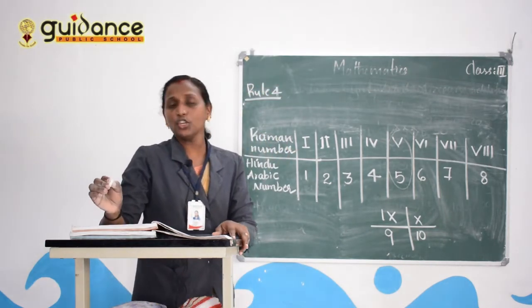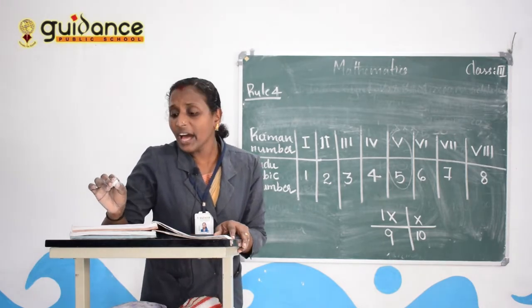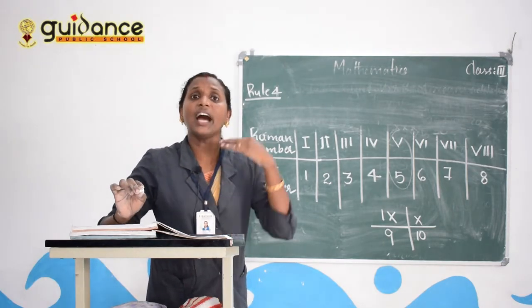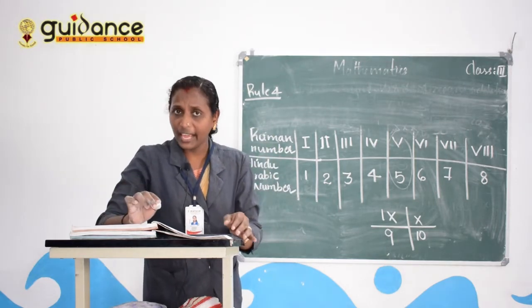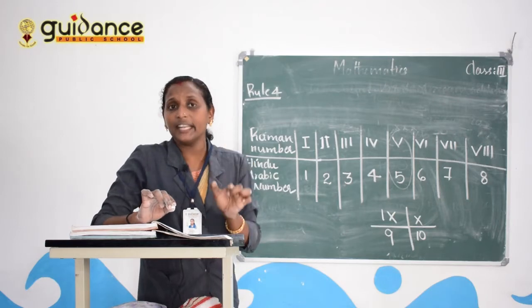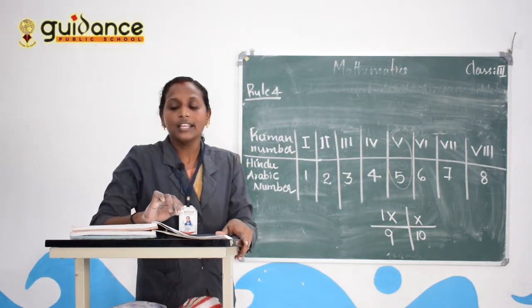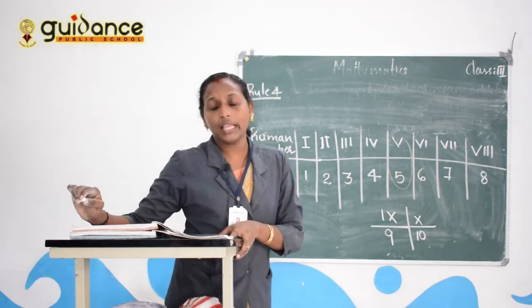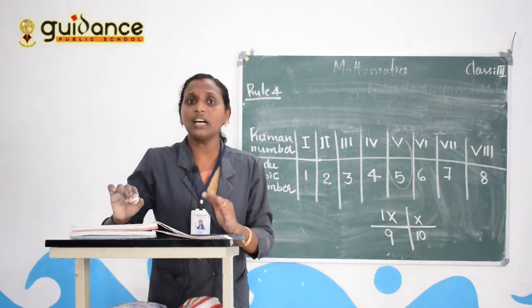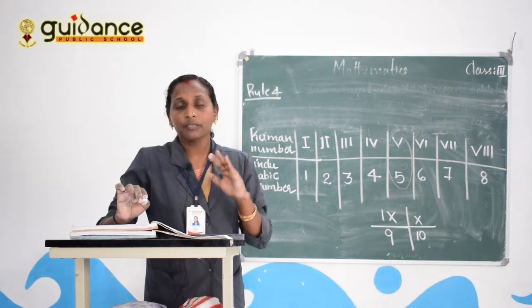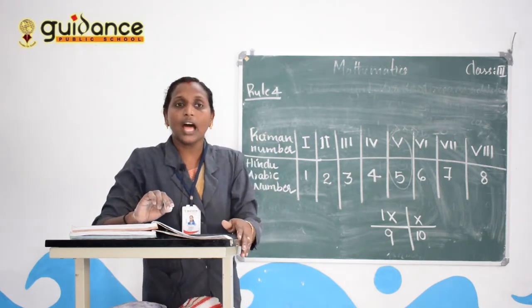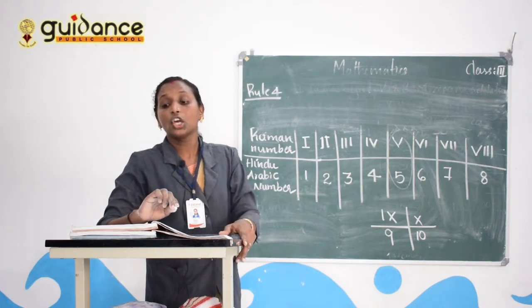Rule 4 is to write the number greater than X. To write the number greater than X or more than X, they are expanded in tens and ones. The appropriate symbol is used.